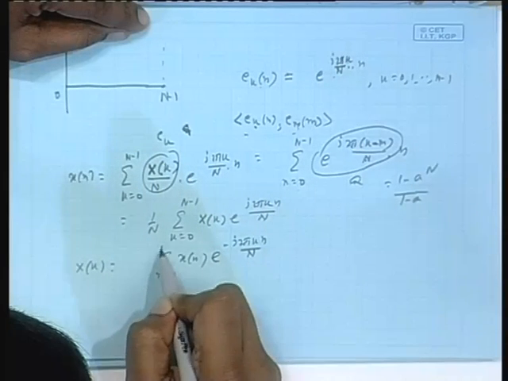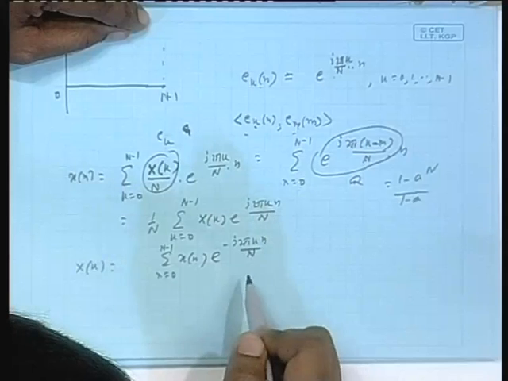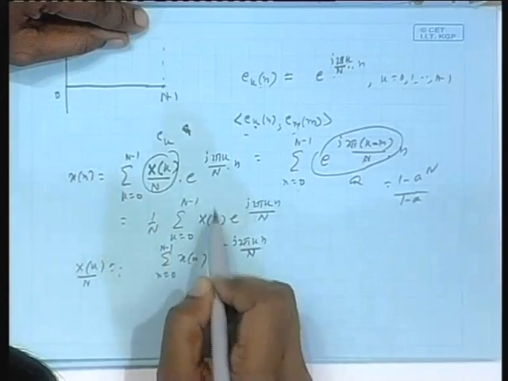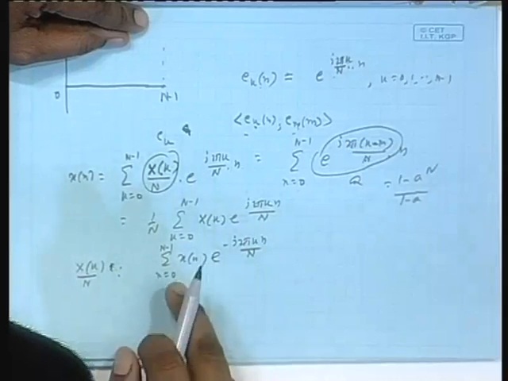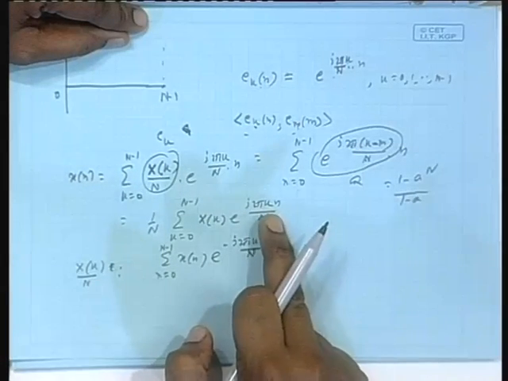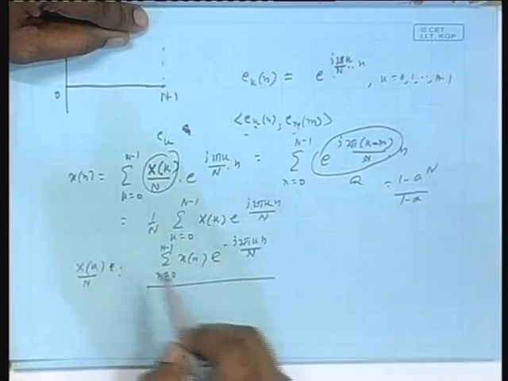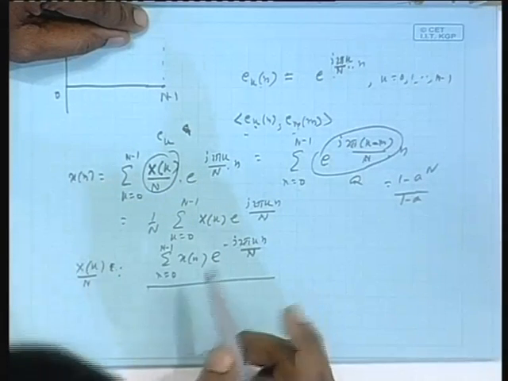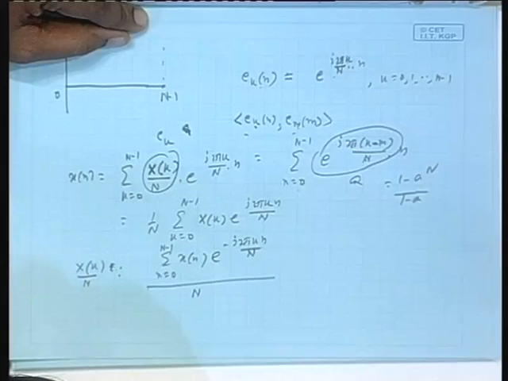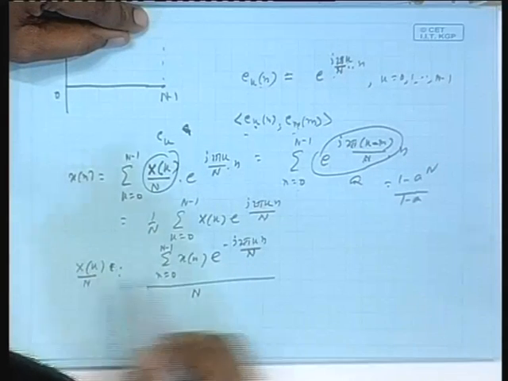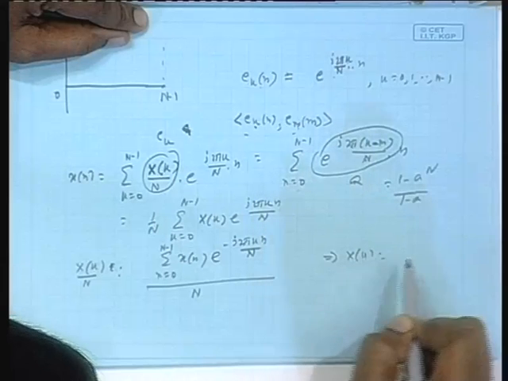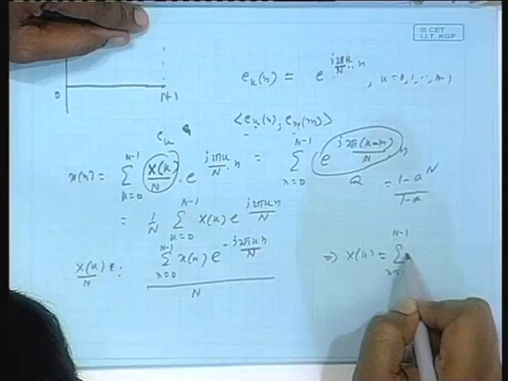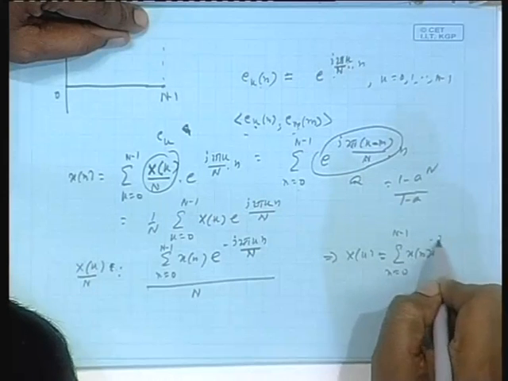Summation over n, and this will give me X[k] by N, by the way. This is the coefficient X[k] by N. X[k] by N will be what? Inner product between x[n] and the kth basis divided by the norm square of the kth basis. What is the norm square? Norm is root N, the norm square is N. So, what is X[k]? You get your DFT. Always remember transforms like this.